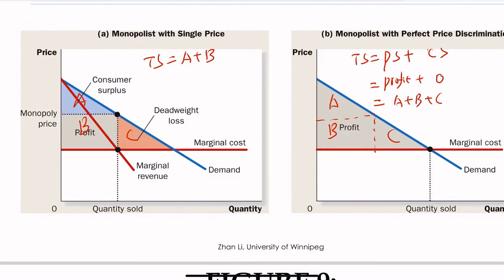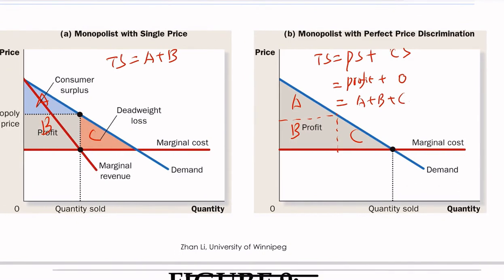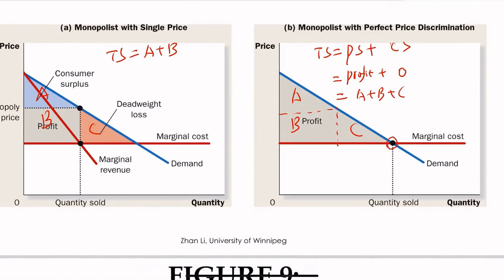So what I can see here, well, it basically means under perfect price discrimination, total surplus is actually larger. Not only is it larger, it's actually efficient. Why is it efficient? Because price equals marginal cost, right? We know that if price equals marginal cost, this market is efficient.